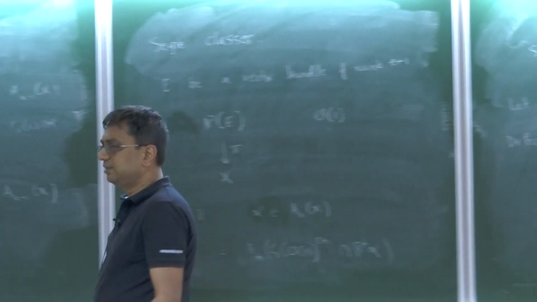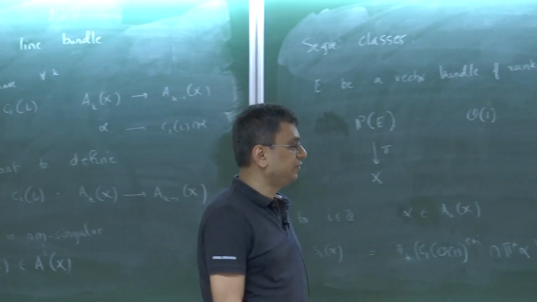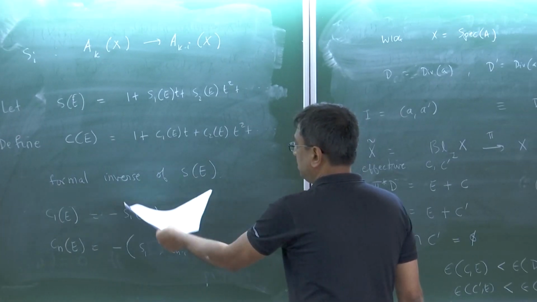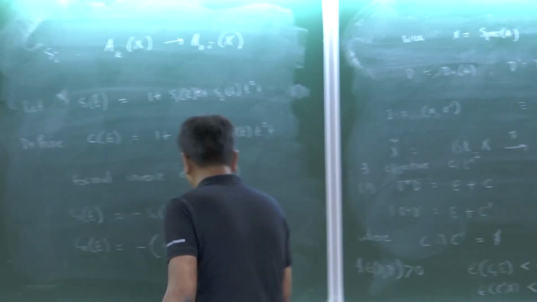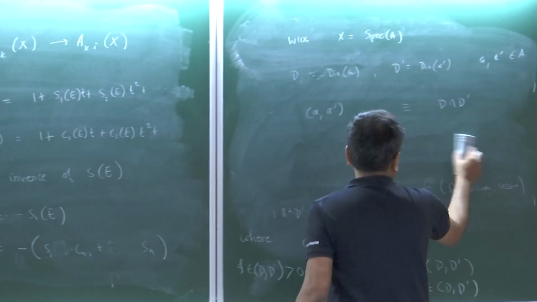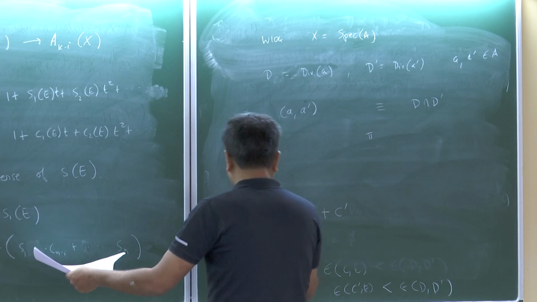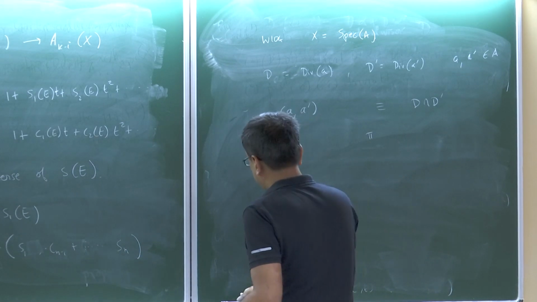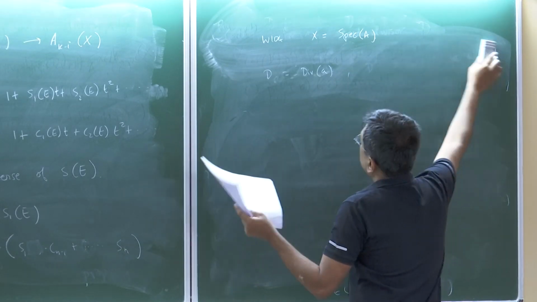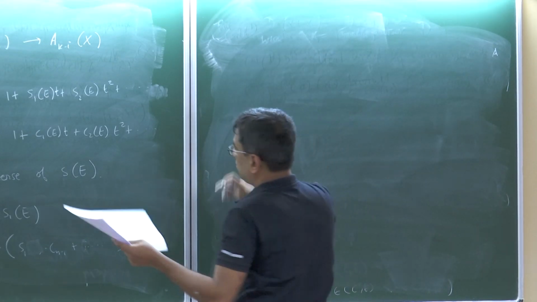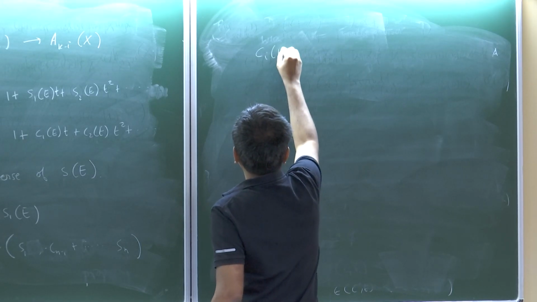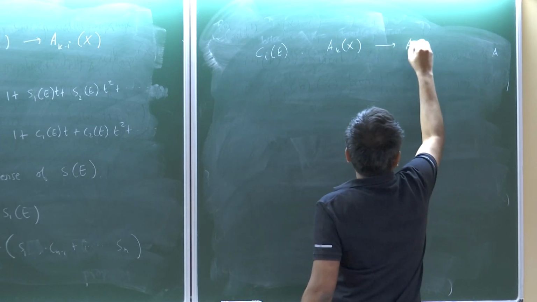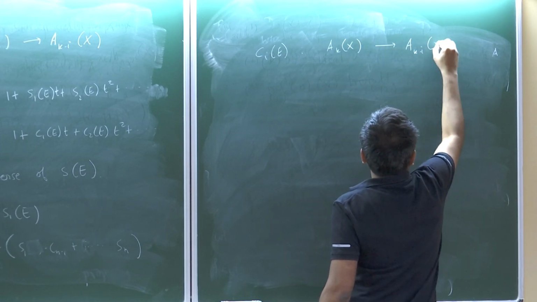So we have defined Chern classes, and using this explicit formula, this is an exercise, trivial, you can do it mentally, that because S_i are operators of degree minus i, C_i are also operators of degree minus i. So C_i(E), these are operators from A_k(X) to A_{k-i}(X).